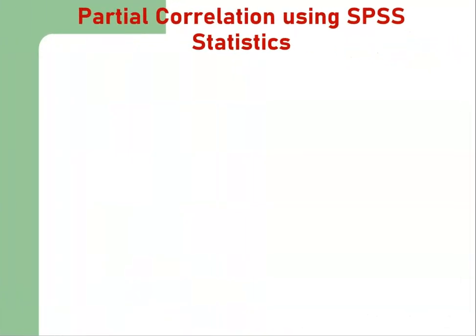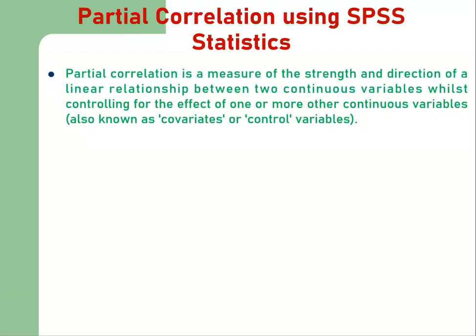Let me start with the idea of partial correlation. Partial correlation is a measure of the strength and direction of a linear relationship between two continuous variables whilst controlling for the effect of one or more other continuous variables. These other continuous variables are known as covariates or control variables.